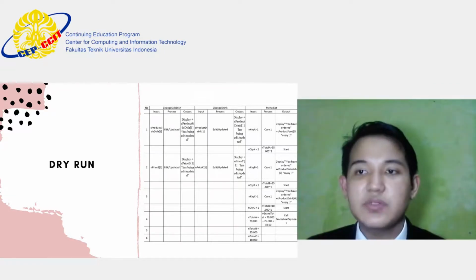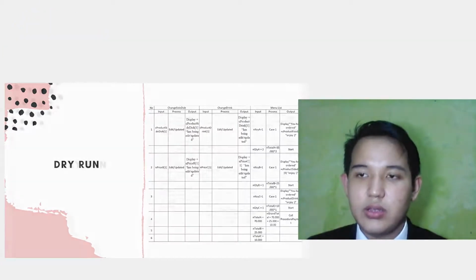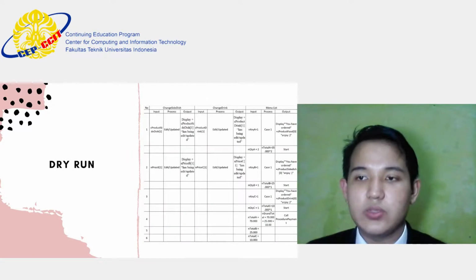Good. Let's move to the next procedure, monolith. For monolith, the first, if the input nka is 1, it will proceed to case 1. It will display you have ordered plus C product food bracket 0 or array 0 enjoy, and after that it will continue to the end.